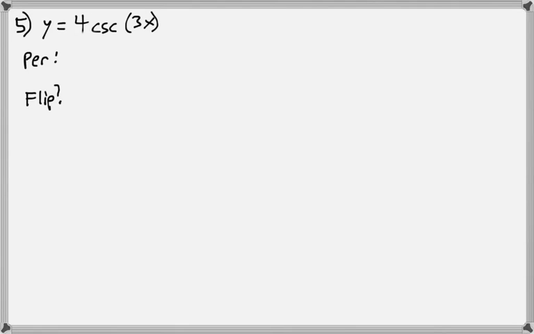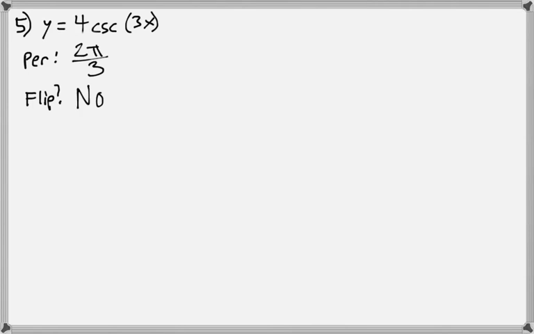Number 5 wants us to find the graph of 4 cosecant of 3x. The period is going to be 2 pi over 3. I get the 3 from here. And this is not going to be flipped because the 4 is positive. There's no negative sign there.